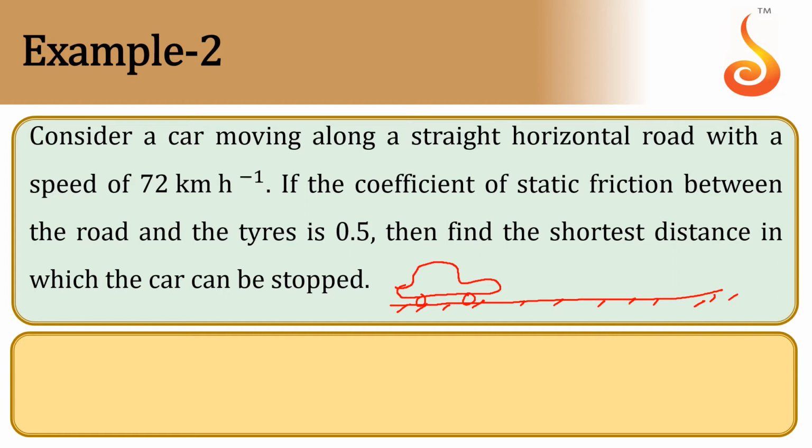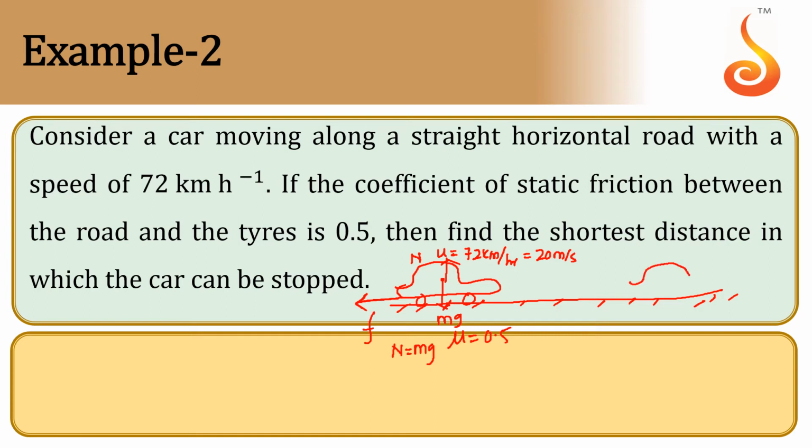So obviously friction acts in the backward direction, meaning friction always acts against the relative motion between the surfaces, and the initial velocity of the car is 72 km per hour, which is equivalent to 20 meter per second, and the coefficient of friction is 0.5. So during the motion, the weight always acts downward and the normal reaction acts upward. And since there is no motion in the upward direction, the normal force always balances the weight.